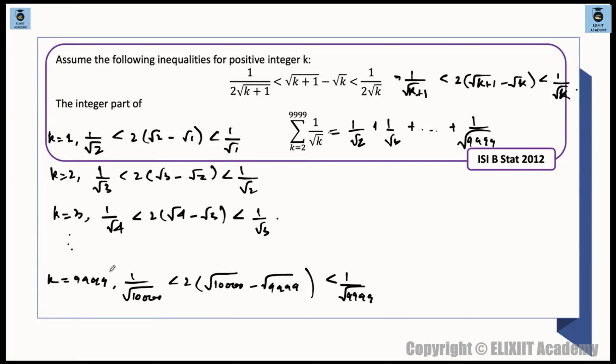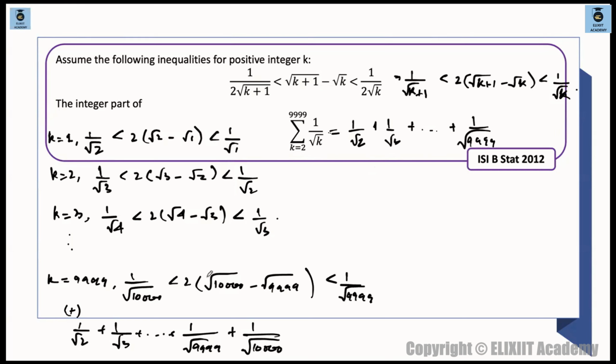Okay. So on the left hand side, let us see once we add all of them, what are we getting on the left hand side? So on the left hand side, you can clearly see we'll be getting something like this: square root 2 plus square root 3 and so on till square root 9,999 plus square root of 10,000. Right? We'll be getting this thing.